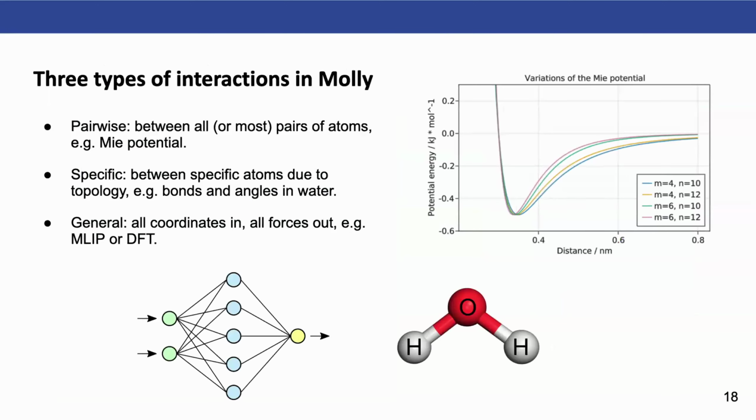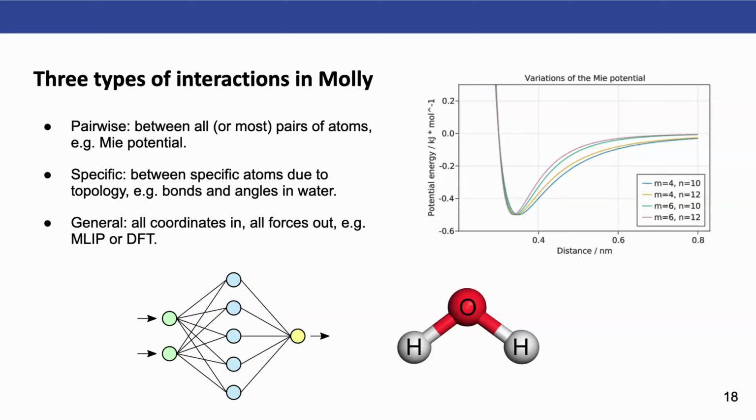So there's 3 types of interaction in Molly. You can have pairwise interaction. That's, for instance, a Lennard-Jones potential, where you want every pair in the system, or perhaps most pairs, you can do exclusions as well, to interact. And here I've given the example of the Mie potential, which is a more generalized version of Lennard-Jones. You have what's called specific interactions. So let's say you're simulating some water in electromechanics. You would define each hydrogen to be bonded to its appropriate oxygen. So that's a specific interaction between those 2 atoms.